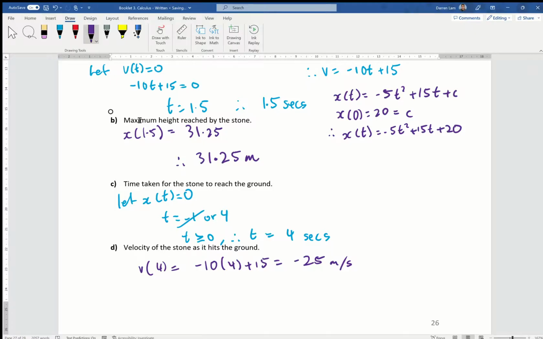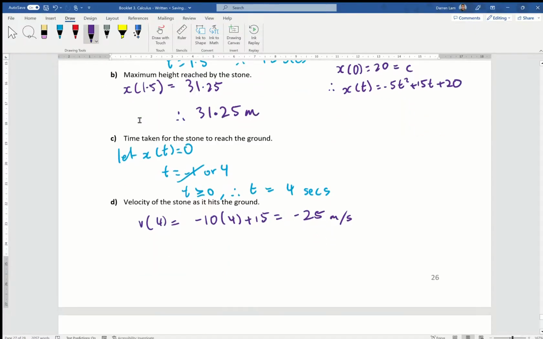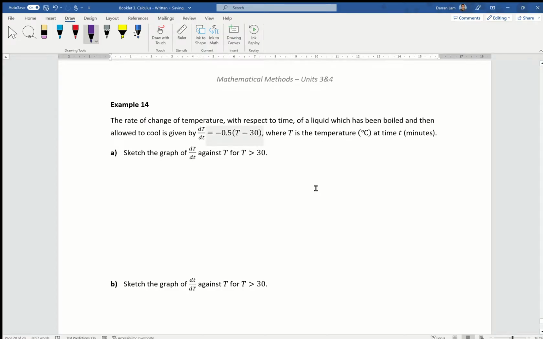Up the back? Any questions? Okay. Question 14. Turn the page for me, thank you.